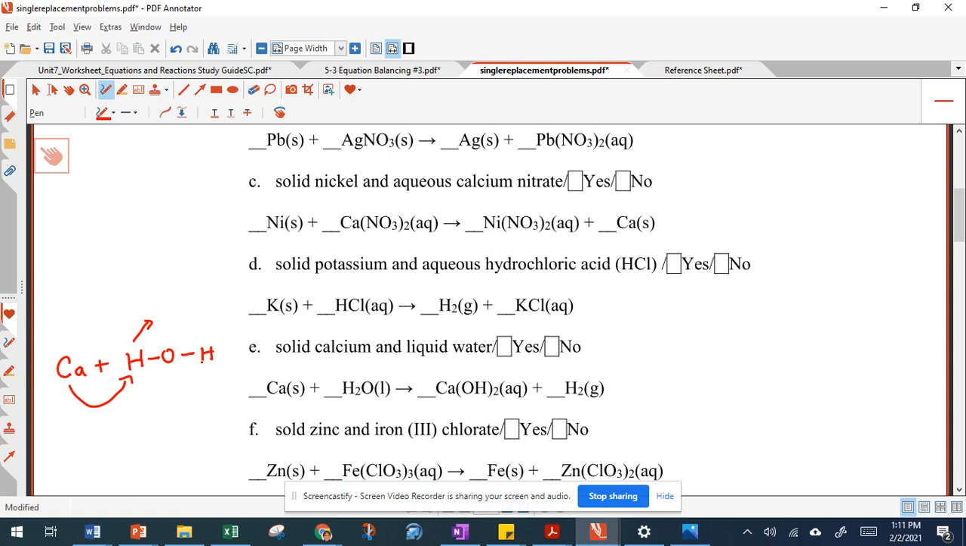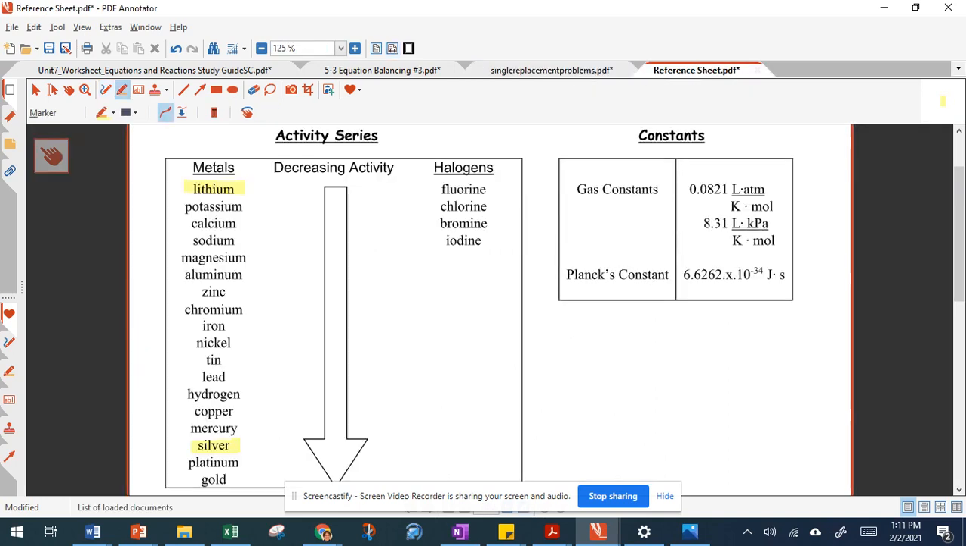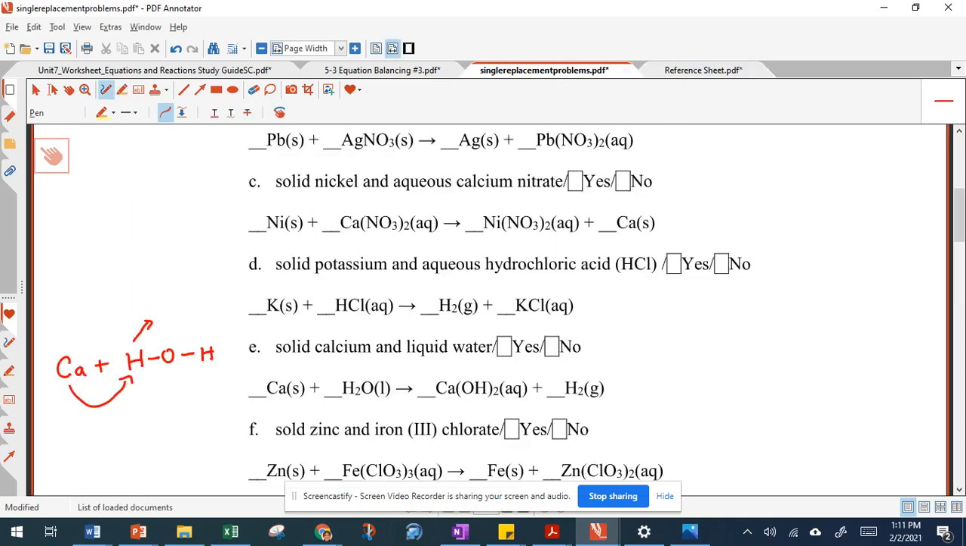So if we look at our activity series, we're going to notice that calcium and hydrogen are in the same side of the activity series. So let me bring that up. Let me erase this. So we look for calcium, and then we look for hydrogen. So calcium is higher than hydrogen on the activity series. So this reaction will occur.